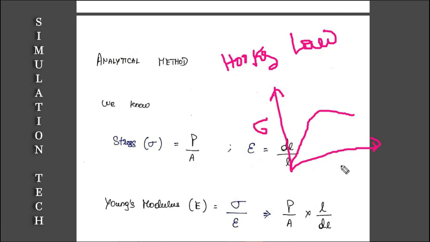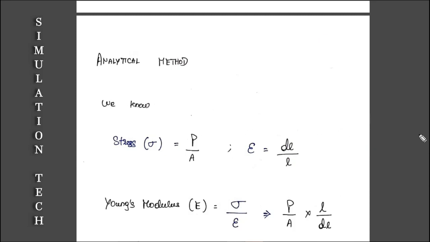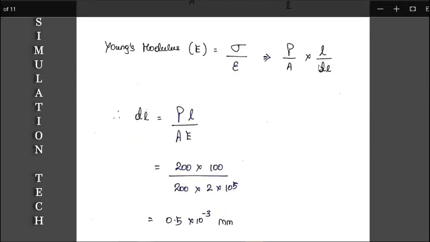We will clearly explain the relation between stress and strain in our upcoming session, right? By relating this, we get the formula for Young's modulus E. E is equal to stress divided by strain. By substituting the formulas, we get E equals P by A into L by dL. I need dL, because I need to know how much it elongated, so I move all the variables to one side. So dL is equal to PL divided by AE.